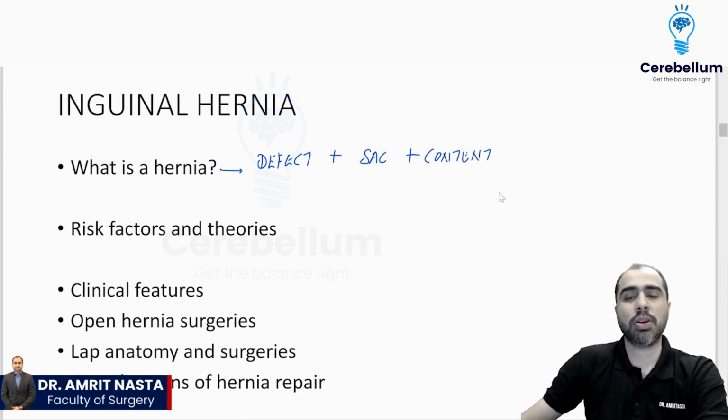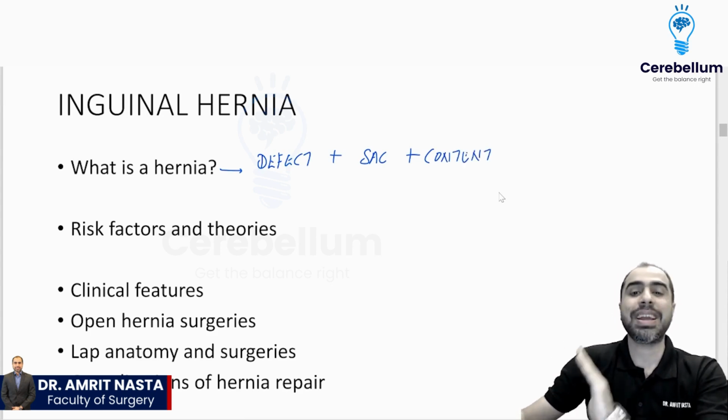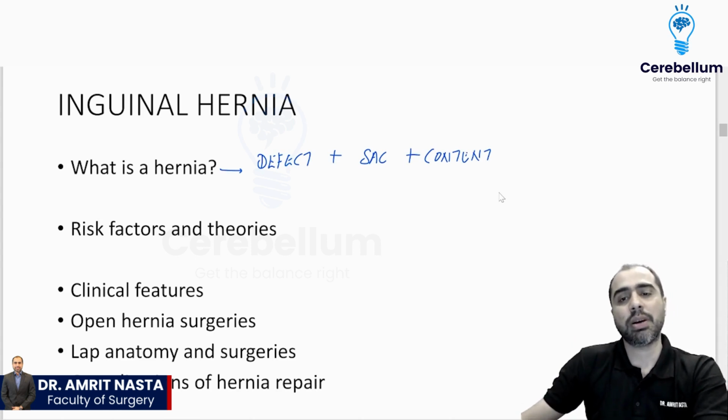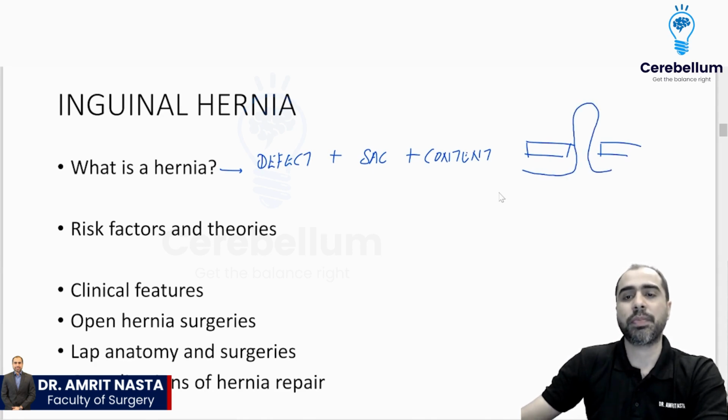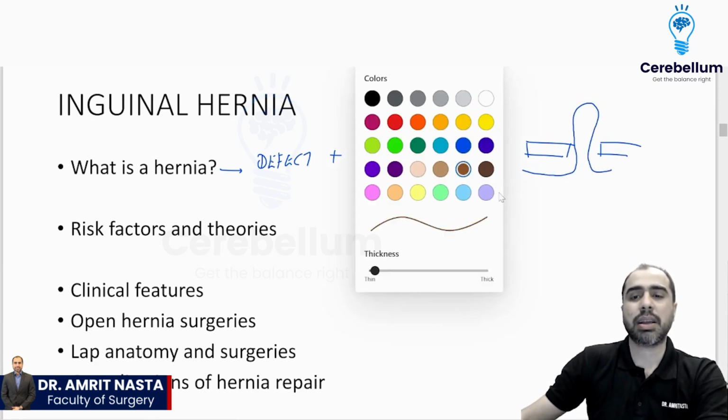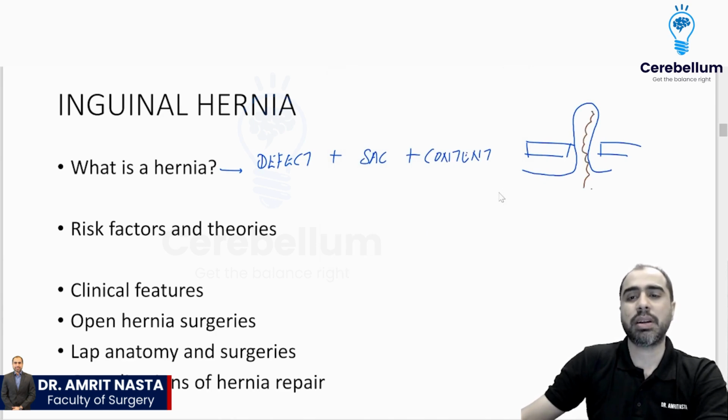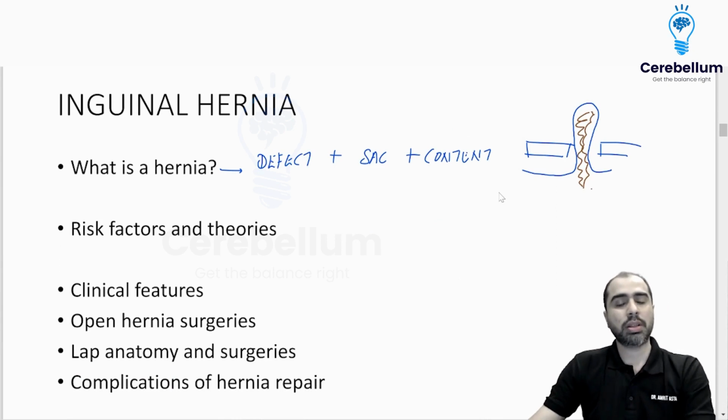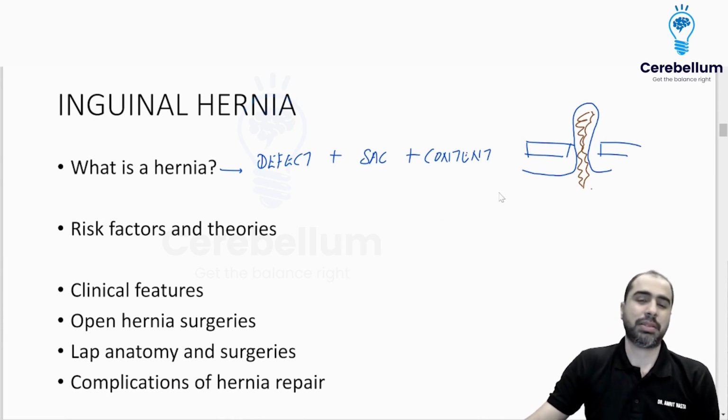Whenever you think of a hernia, please think of it like this: for there to be a hernia, there should be a hole in the muscle or a hole in the aponeurosis. Behind the aponeurosis is the peritoneum, so the peritoneum should bulge out, that is the sac, and inside the sac there should be some content. The content can be intestine, omentum, and so on and so forth.